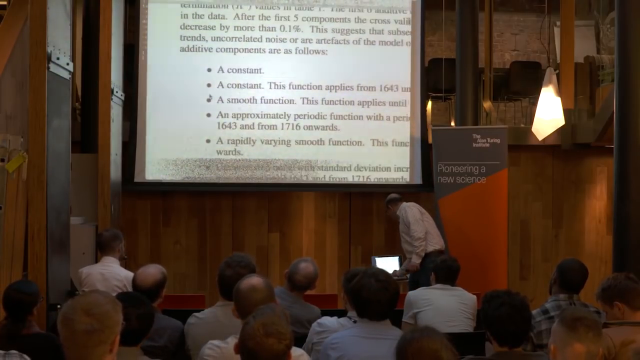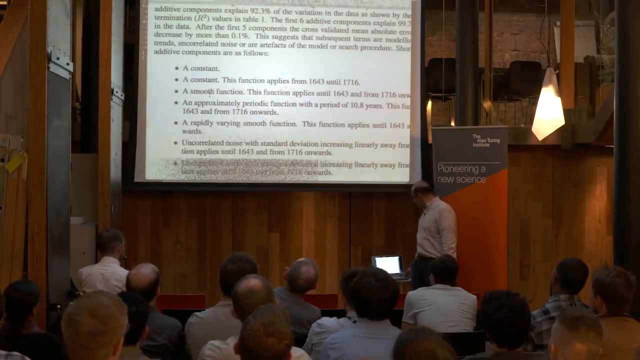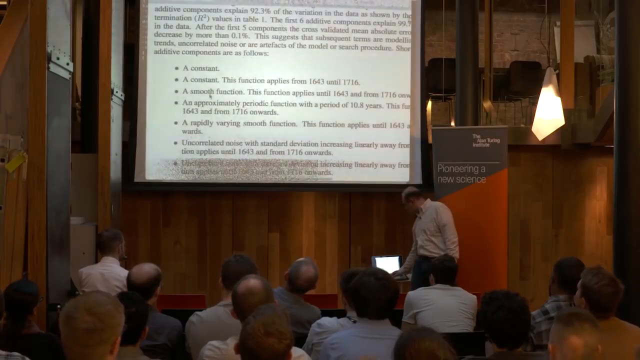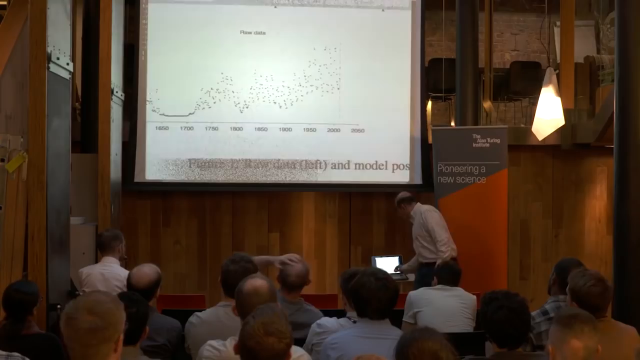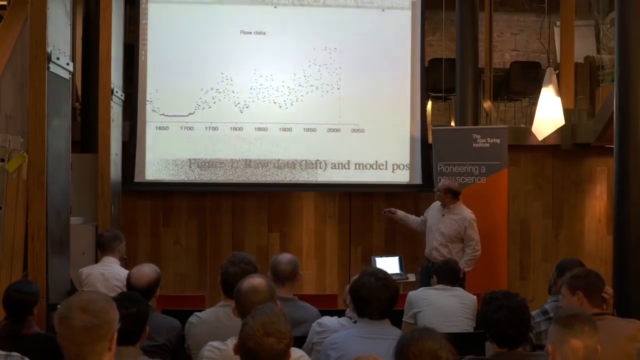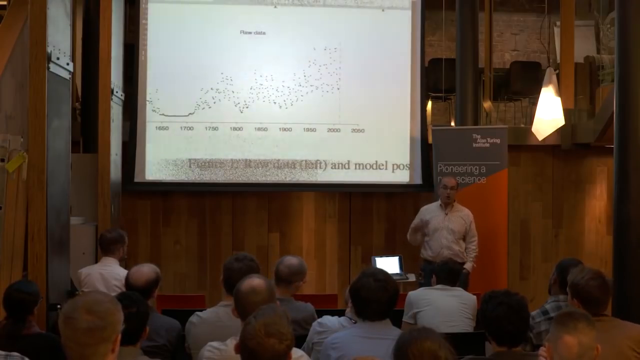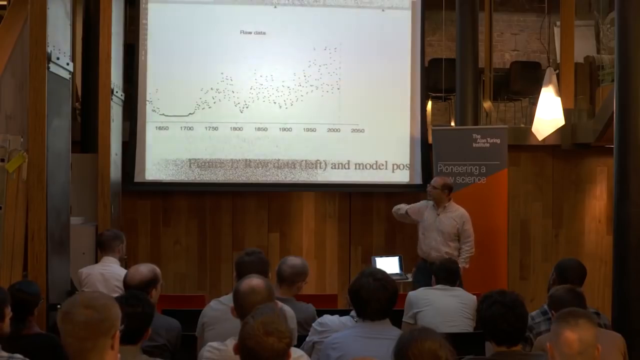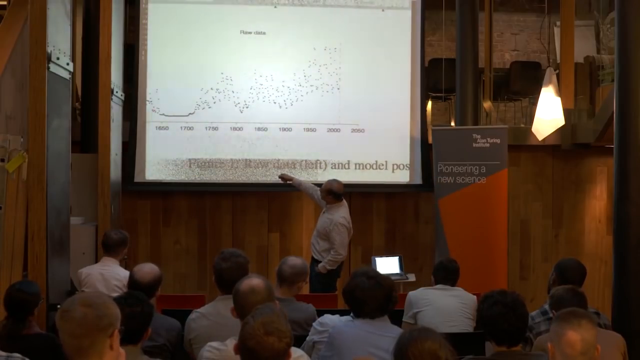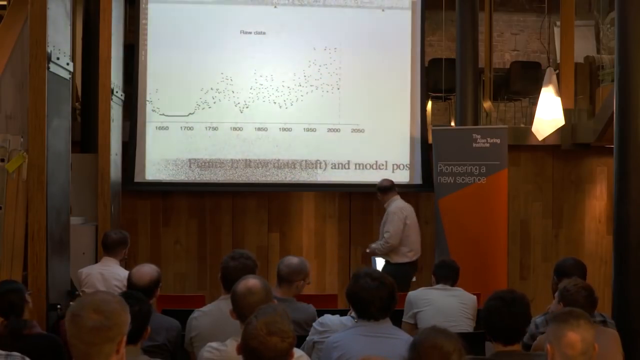Okay, so what's the second component? The second component is a constant. This function applies from 1643 until 1716. Okay, so what is that? Well, that is the Maunder minimum. So the second thing that was most salient to the algorithm was this change point that happened somewhere between here and here. Okay, so it's 2 change points to sort of delineate the 2 ends of this minimum.